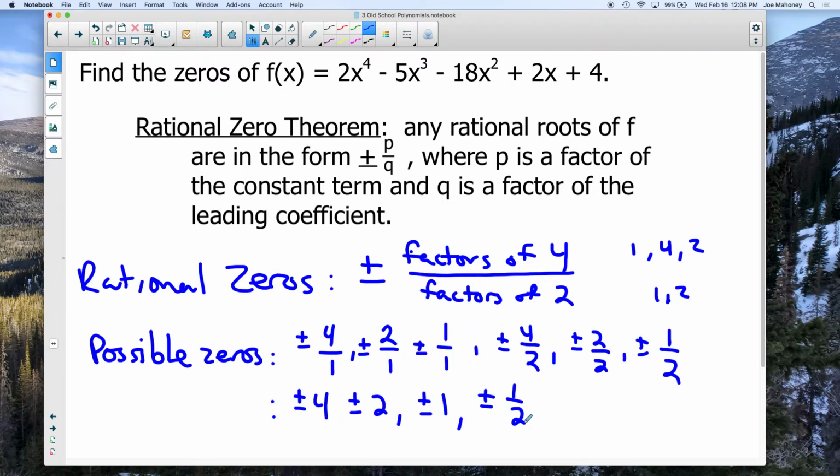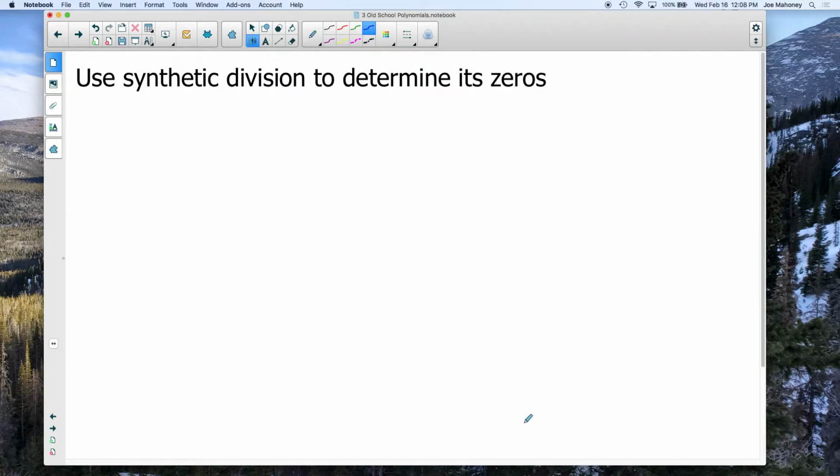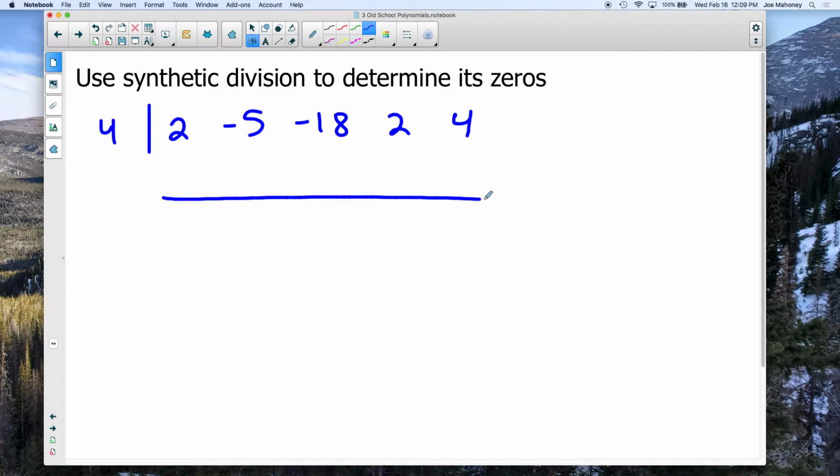Maybe what we'll do now is use some synthetic division to determine some of those zeros. If you want to pause the video here and do some synthetic division to try to get some of the zeros, that would be great. All right, so where do we start? Why don't we try maybe 4? If we try 4 as one of our zeros, remember, we write down the coefficients. I think our coefficients were 2, -5, -18, +2, and +4.